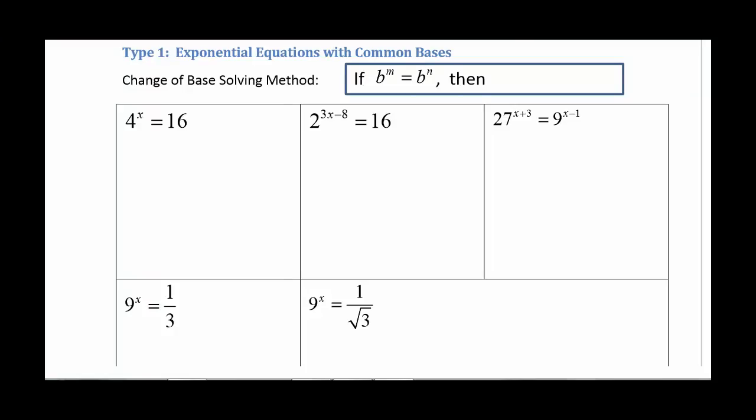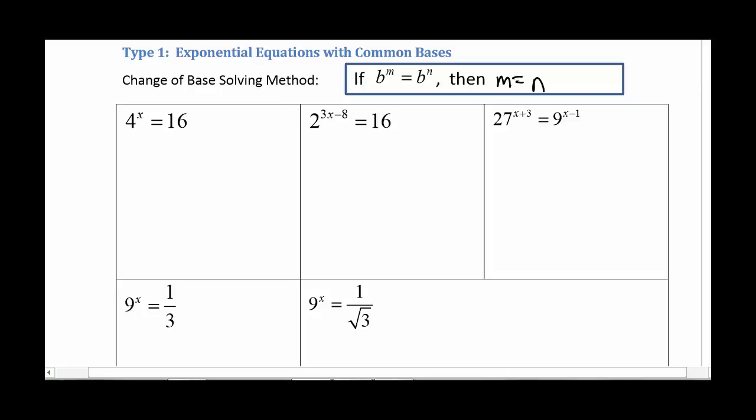Okay, so our first type is to solve an exponential equation with a common base. We kind of got a sense of this already. This is where we can rewrite both sides in terms of the same number to some different exponent. Once we get it in that form, where the bases match and I just have two different exponents, then we're going to set up an equation where we set the exponents equal to each other.